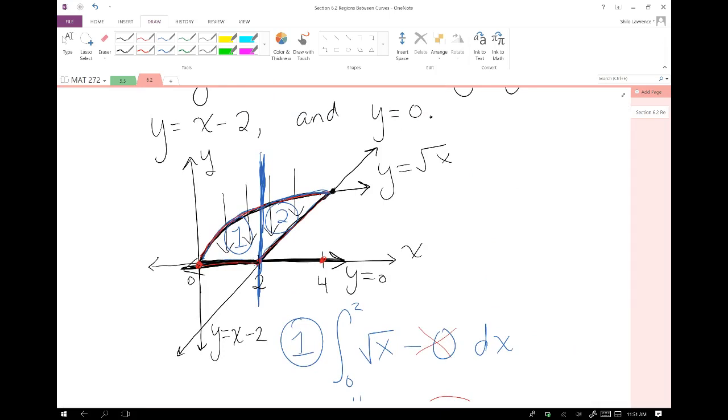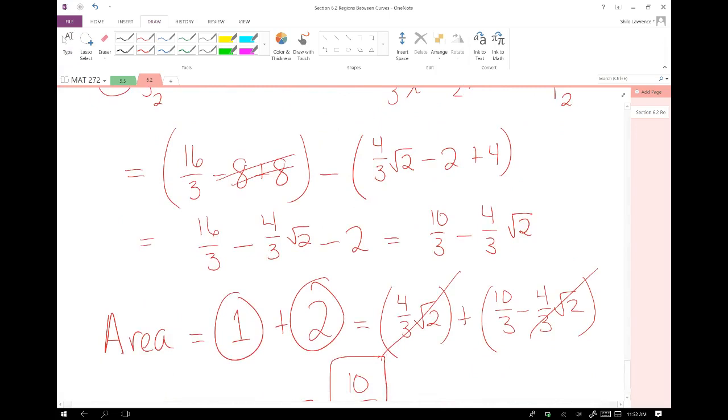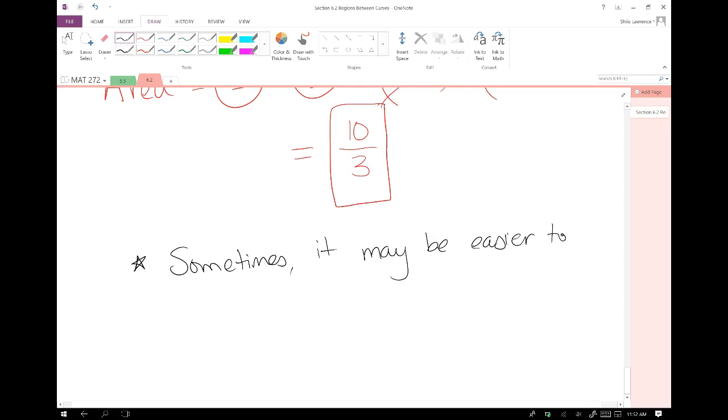Now I'm not going to start drawing on top of this one again. I think it's already a little bit too cluttered. We're going to draw it one more time. We're going to do the exact same problem again. But sometimes it may be easier to integrate with respect to y. And that might help you avoid having to break apart your region into pieces and integrate multiple area problems.